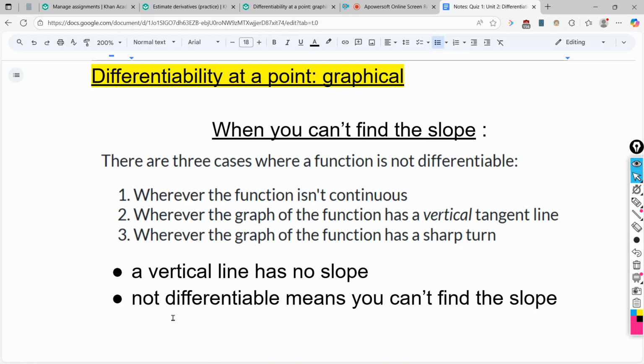So just remember, not differentiable means you can't find the slope. So again, wherever the function is not continuous, wherever the graph has a vertical tangent line, wherever the graph has a sharp turn. Those are the three cases where you can't find the slope. It's not differentiable.